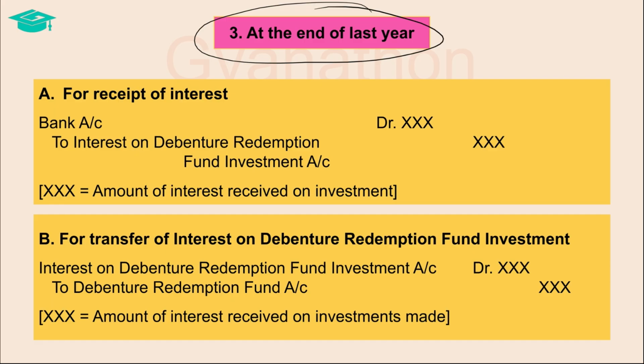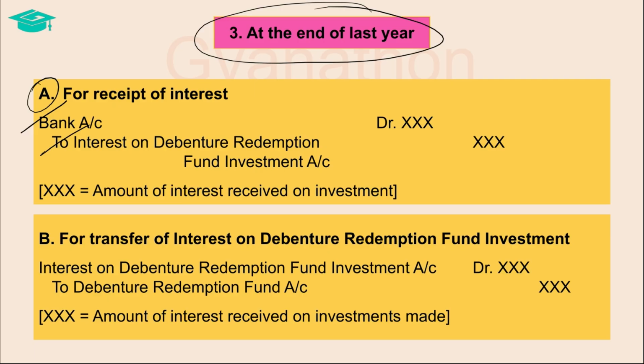Now that we discussed what are the transactions that take place in the final year, let us now discuss the journal entries for these transactions. Firstly, the company receives interest on investments made. The entry for this is similar to what we saw before. This is recorded by debiting the bank account with the amount earned on the investments made. The corresponding credit is given to the interest on debenture redemption fund investment account. The effect of this entry is that the bank account increases and the interest income is received.